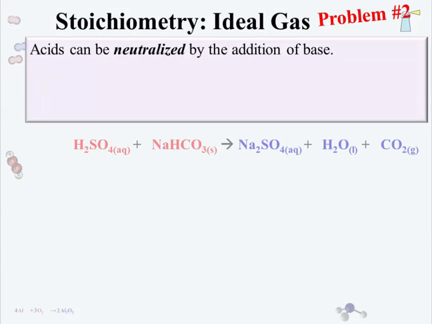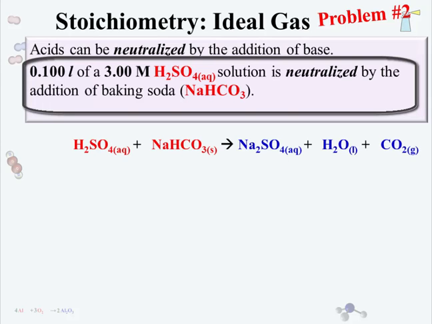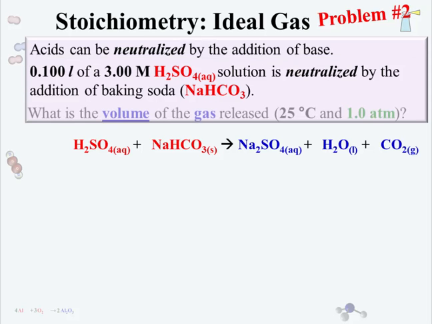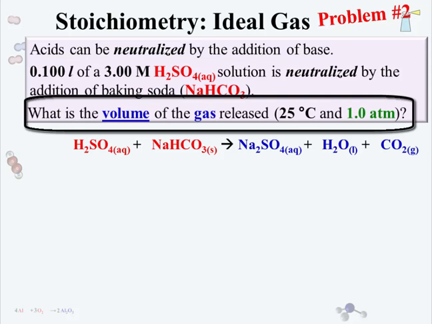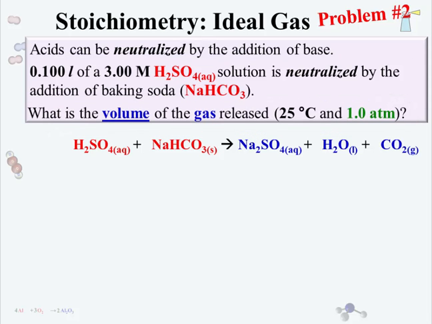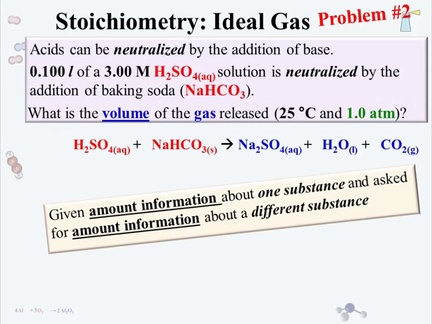The second example problem says that acids can be neutralized by the addition of base. 0.100 liters of a 3.00 molar sulfuric acid solution is neutralized by the addition of baking soda, NaHCO3. What is the volume of the gas released? A temperature and pressure of 25 degrees Celsius and 1.0 atmospheres are provided. This is a stoichiometry problem because we are given amount information about one substance and asked for amount information about a different substance.